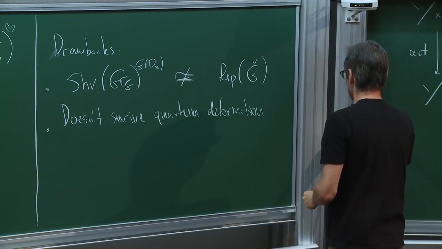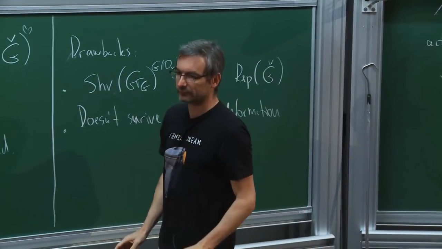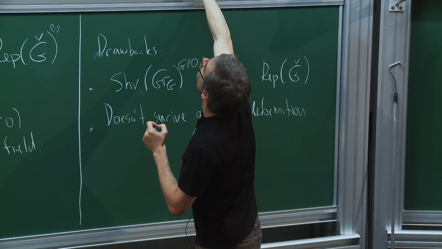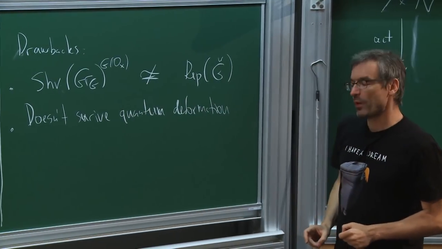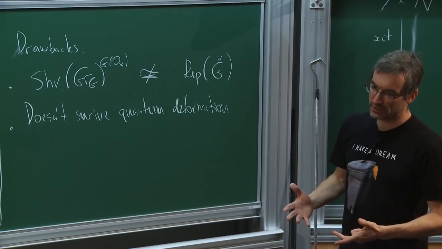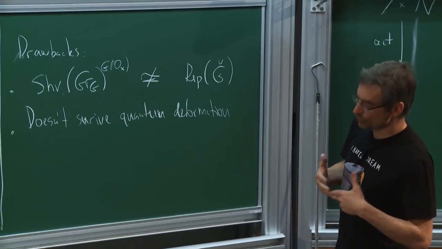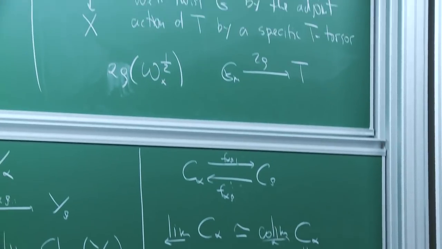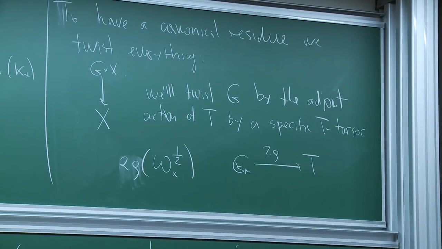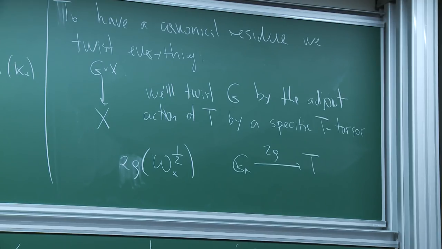So I choose a square root of the canonical bundle on the curve. It's a line bundle, i.e. a GM torsor. And I use the 2 rho homomorphism from GM to the torus. I induce this torsor, I get a T-torsor on the curve. Then I have my group scheme G, and I use the adjoint action of the torus on my group to get a non-constant group scheme, namely I twist my group.